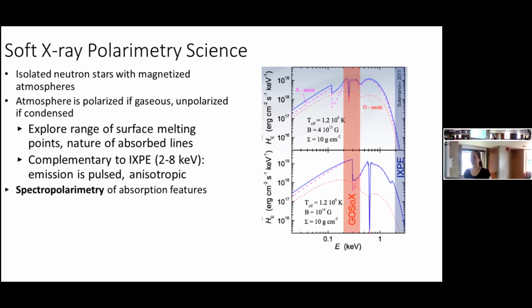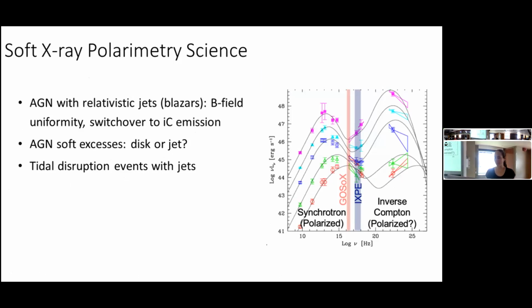And the other thing that REDSoX, which I'll tell you more about later, is good at doing is spectropolarimetry. So we're not just going to get a single number for the polarization, we're going to get the polarization as a function of energy. So that should be really interesting for a lot of these sources. Similarly, this is looking at AGN. You can see if you're looking at IXPE, you're going to get one of these spots. You can test these models a lot better if you have more than one number to compare it to.